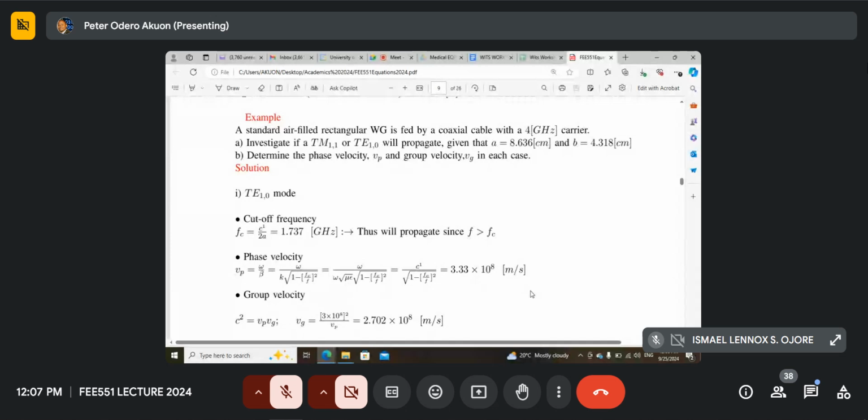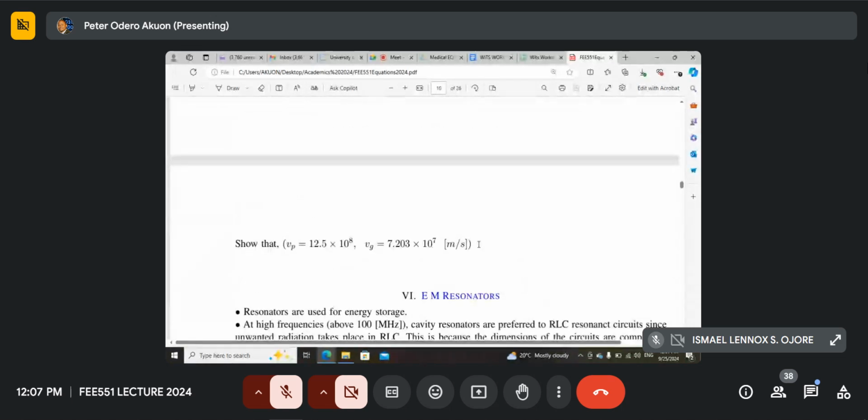So with that calculation, for you to get that value, we finish this revision on waveguides and the resonator. Then after that, we start your lectures.